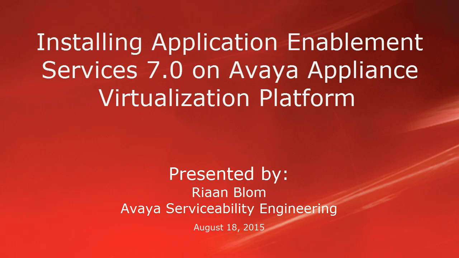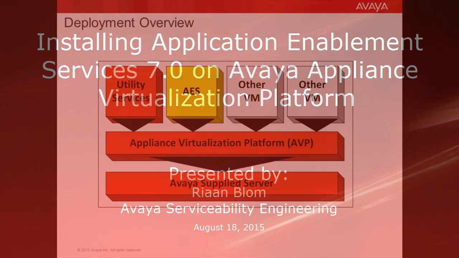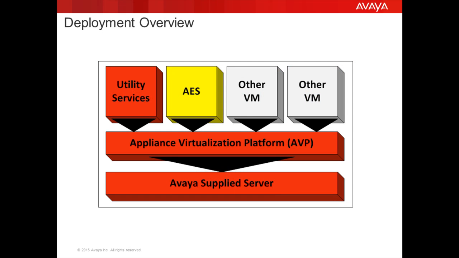This video is about installing Avaya Aura Application Enablement Services 7.0 on Avaya Appliance Virtualization Platform. Let's take a quick look at where we are in the deployment steps for getting Application Enablement Services, or AES, installed on the Avaya Appliance Virtualization Platform, also known as AVP.